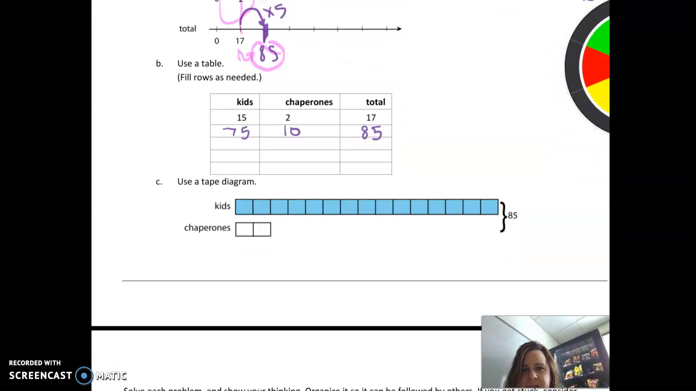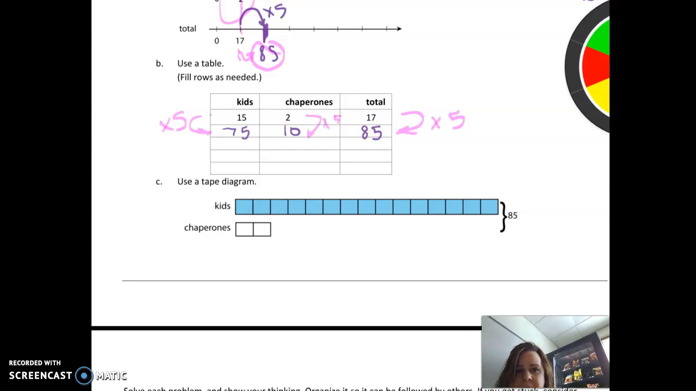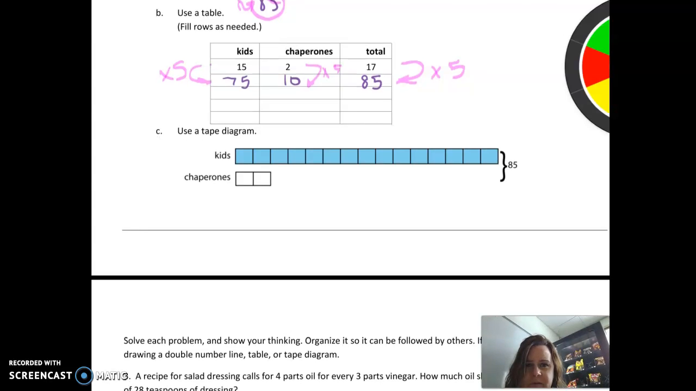And then if I use a table, I'm looking at really the same thing. I can scale up right here. 17 times 5 is 85, so 15 times 5 would be 75. And then I know that 2 times 5, of course, is 10. And then here's a tape diagram I could have used to solve this. I really like the tape diagram idea. I think it's a very useful tool. It will be a tool that you'll use later on in more algebraic concepts as well, you guys.